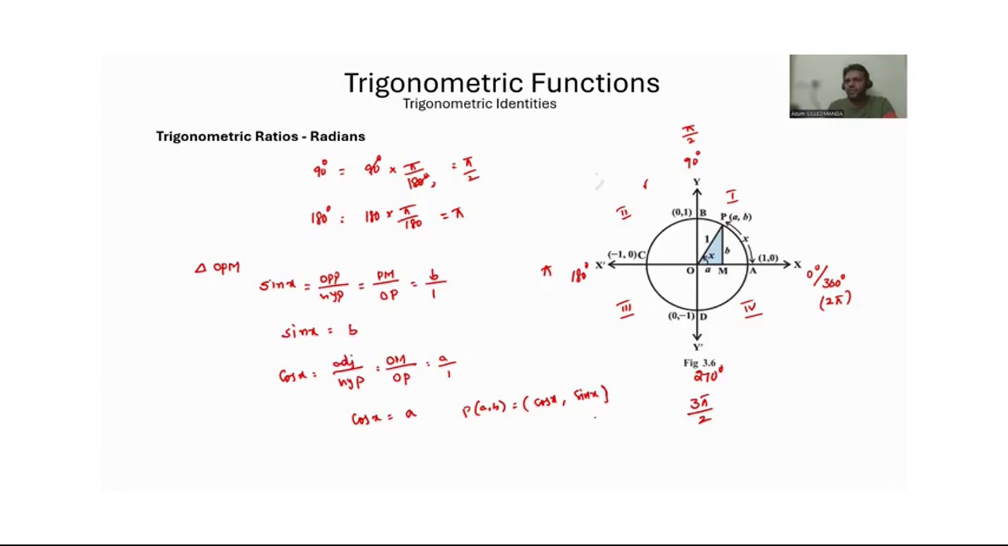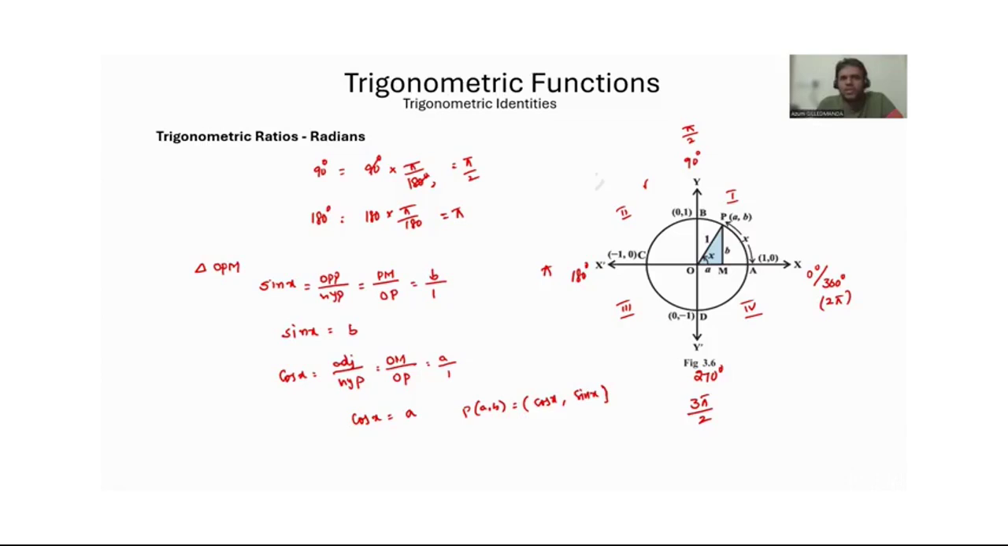For example, x is 30 degrees, then the point A comma B will become cos 30 comma sin 30. Cos 30 value we know. Cos 30 is root 3 by 2 and sin 30 is 1 by 2. So that will be the point on that circle. You following, guys?